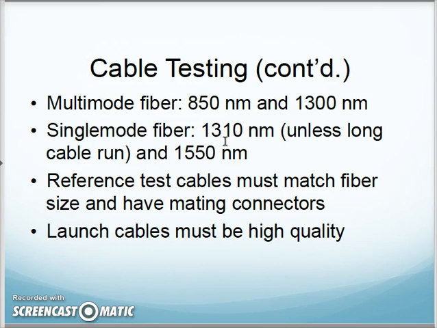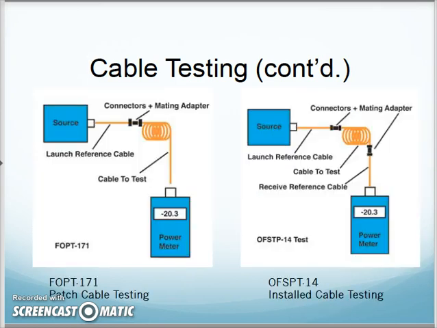The reference cables must match the size and have mating connectors and all that, so if I'm testing a multimode cable run that is 50-125 multimode fiber, then my cables attaching to it need to be 50-125 multimode fiber. That's what they're getting at. And your launch cables must be high quality. Basically, the meter cables themselves need to be high quality for this test to be any kind of accurate.